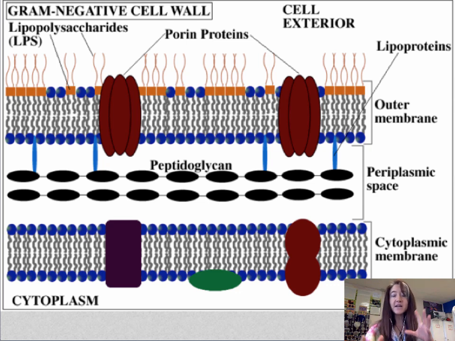There are enzymes involved in nutrient acquisition. There are proteins that are enzymes involved in building the peptidoglycan. There's a lot of workers in the periplasmic space, and sometimes that periplasmic space takes up a huge amount of the volume of the cell, 20 to 40%.